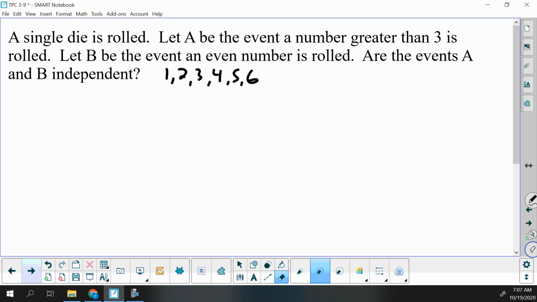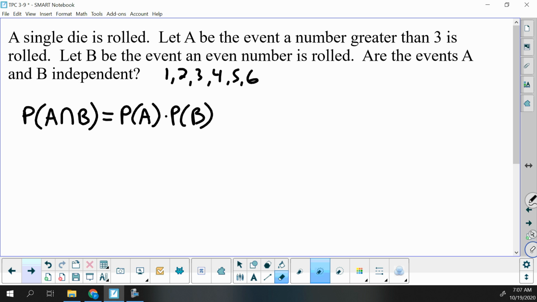So let's do it with the intersection way, with the and. So we want to know, is the probability of A and B equal to the probability of A times the probability of B? Now, we don't know if it's equal. We're trying to figure that out. So I'd like to put a question mark over the equal sign because we really don't know if they're equal yet. But let's find out.